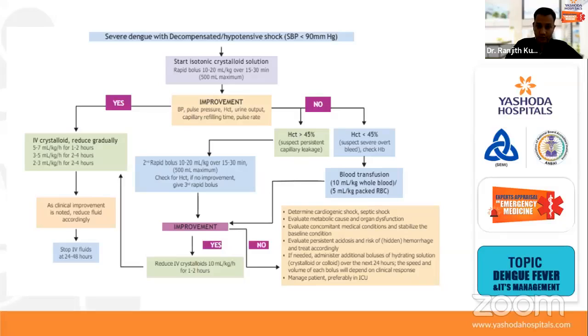If still no improvement, a third bolus is given, and then at reducing rates, IV fluids are continued. If the hematocrit doesn't improve in spite of the above treatment, then whole blood transfusion at 10 ml per kg or packed cells at 5 ml per kg is initiated. And you need to think about septic shock, cardiogenic shock, and look for any organ dysfunction, because in spite of giving so much IV fluid, the patient hasn't improved. So we need to look for other causes of persistent acidosis, like any hemorrhage, occult hemorrhage, or ongoing losses.